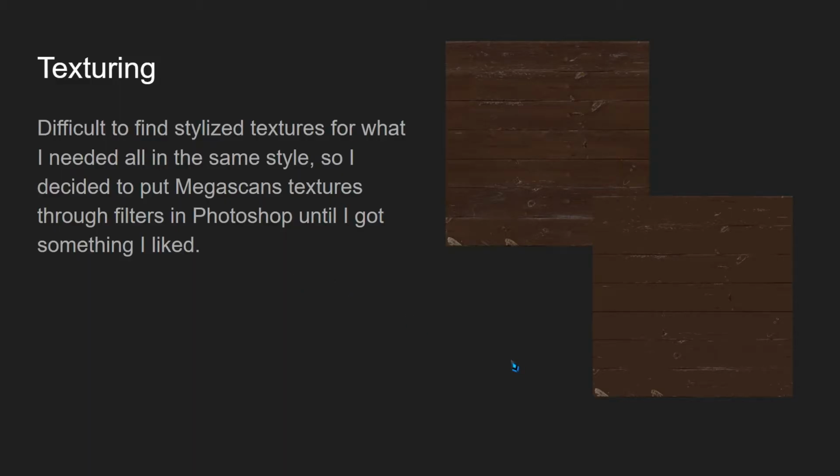With the texturing, I had a really hard time finding stylized textures for the full variety of materials I needed, all in the same style. So instead I took real textures and tried a bunch of different filters in Photoshop, and I eventually found one that reduces them to the basic colors, and I can tweak how much it does that. It ended up giving me pretty good results for simple textures that still read as what they're supposed to be.